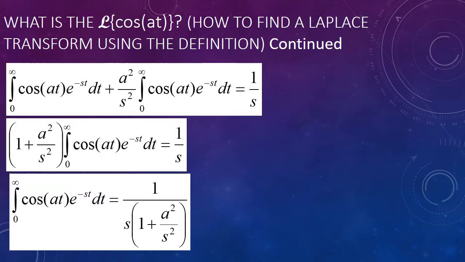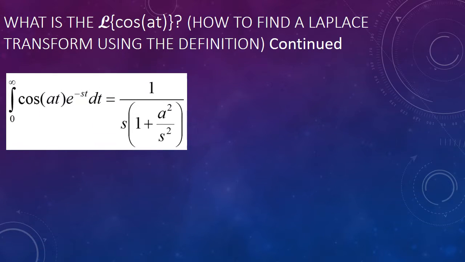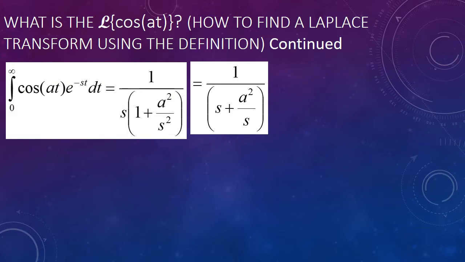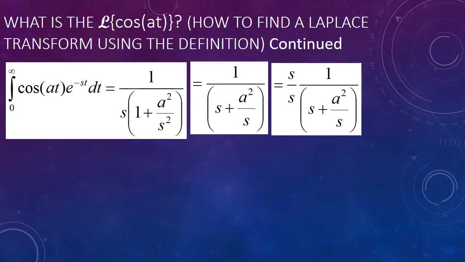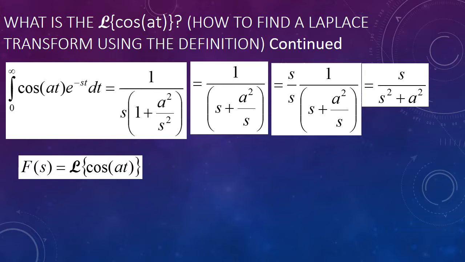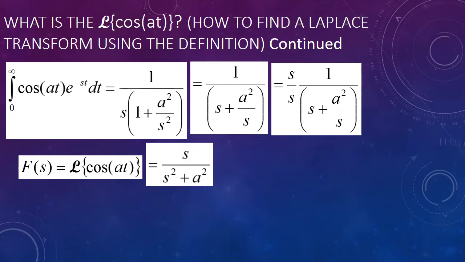And that would be the Laplace transform of cosine of at. Now, that doesn't look like anything in one of the tables, so I'm going to have to do a little bit of math here. So let's multiply through by the s, and we get that. And then I'm going to multiply by a factor of 1 of s over s. And if I do that, I get this term. And so what happens is the Laplace transform of cosine of at is equal to s divided by s squared plus a squared. All right, so that's how you find the Laplace transform of cosine of at.